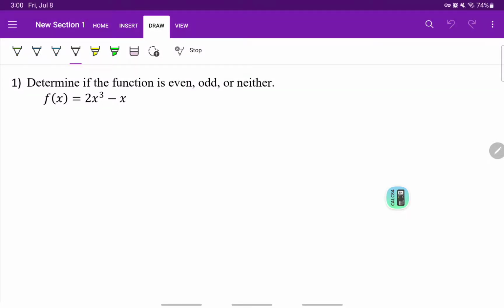All right, question number 1. It says to determine if the function is even, odd, or neither. Now remember, if a function is even, when you plug negative x in replace of x into the function, they are equal to each other. So f of negative x is equal to f of x.